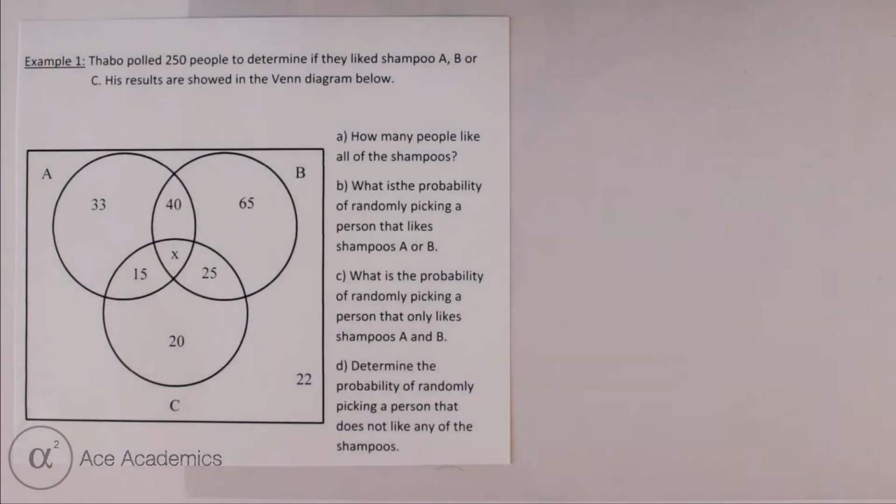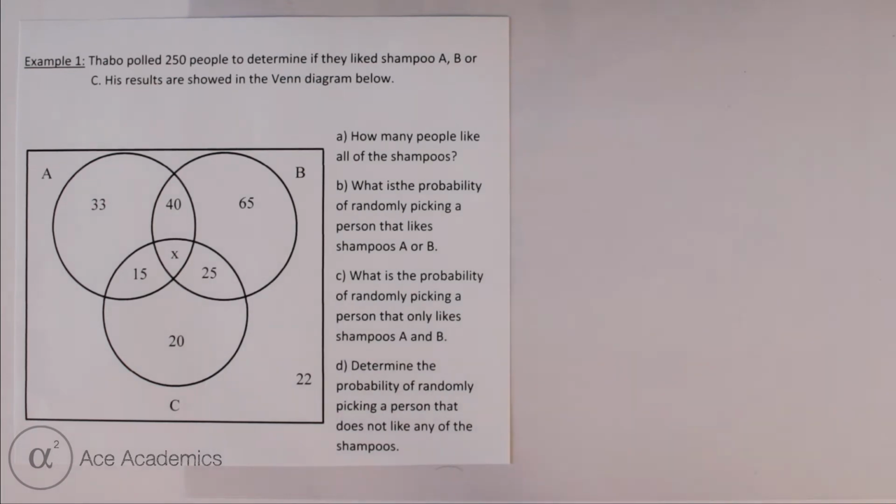The example reads, Tabo polled 250 people to determine if they liked shampoo A, B, or C. His results are shown in the Venn diagram below. Now, before we get to any of the questions, let's go through this Venn diagram. The Venn diagram consists of a box with circles in it, each circle representing an event. The number outside of the circles, but still in the box, is the number of people that do not fit in any of the events.